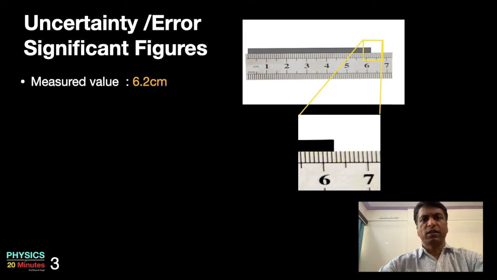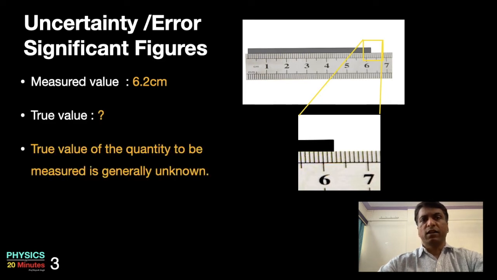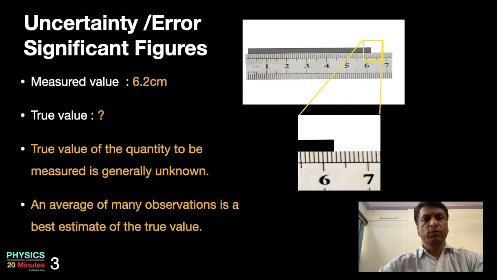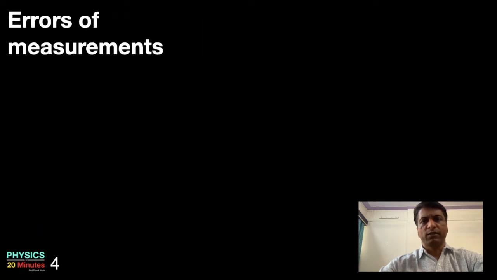What will be its actual or true value? It's anywhere between 6.2 and 6.3, and it is uncertain. Generally, the true value of any quantity to be measured is always uncertain. So what we do? We take a large number of such observations and then we find the mean of all these values. Such a mean is the most accepted true value of the quantity.